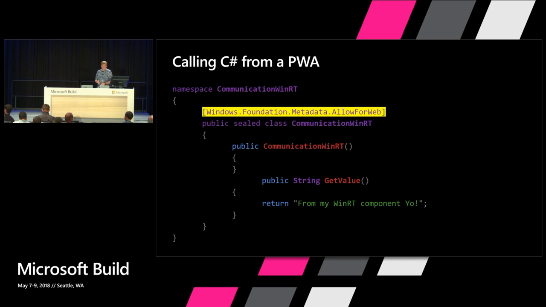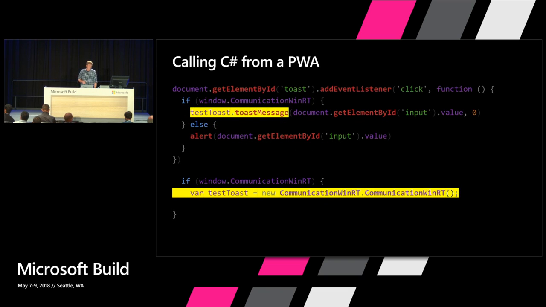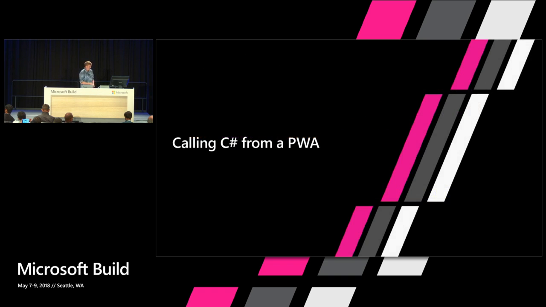So when you're writing your C#, you basically add some metadata to that object that tells us we can expose that to the web. That's the metadata allow for web. And then inside of your C# object, you are going to expose a class name. Whenever you're calling that from JavaScript, you'll actually call the class name of your C# object.